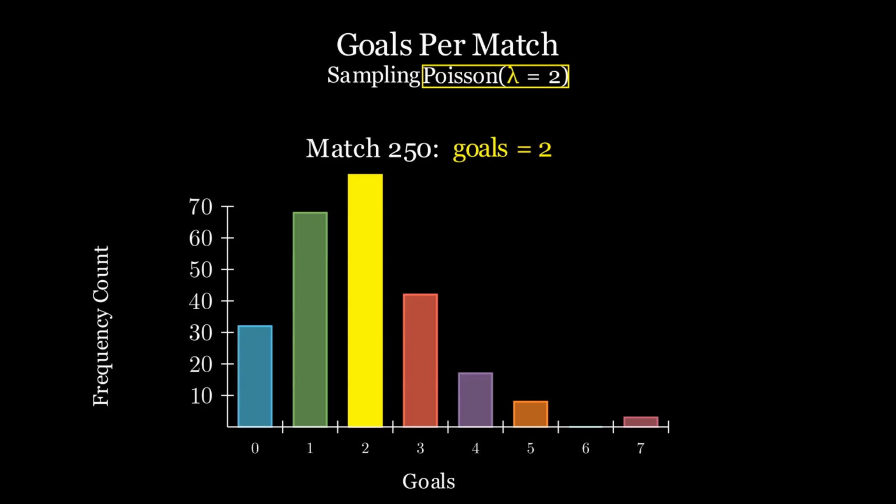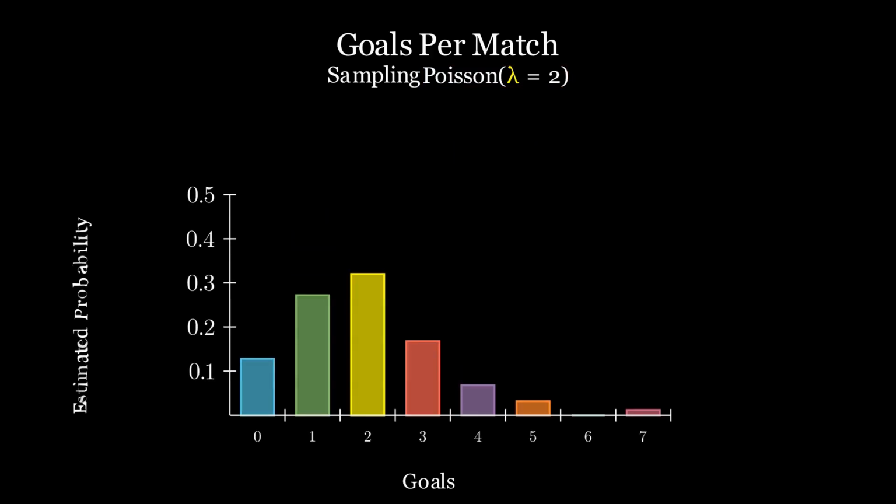Now, to turn these raw counts into implied probabilities, we simply divide each bar by the total number of matches, 250 in this case. And when we do that, we can see that scoring 2 goals has the highest estimated probability of around 30%, followed by the second highest being about 1 goal at 25%.